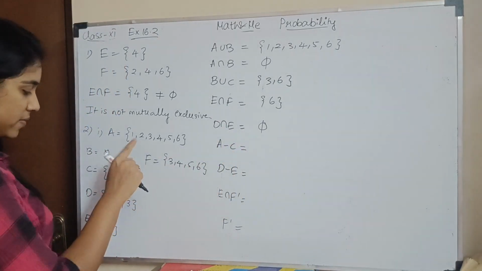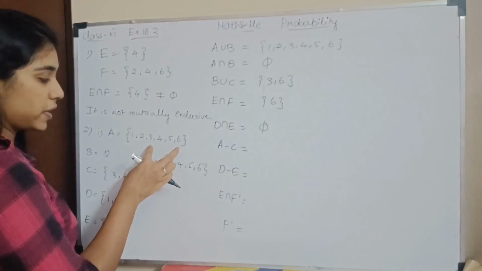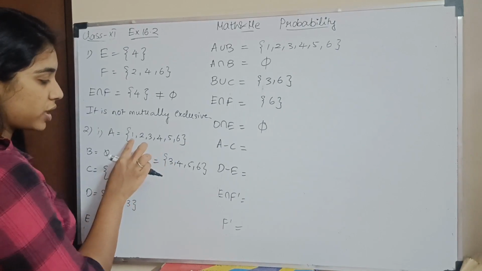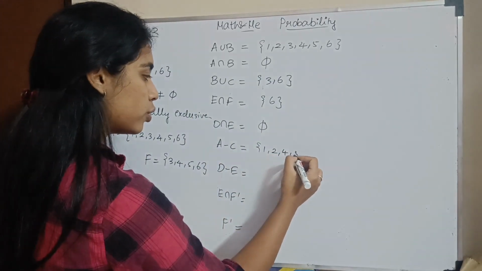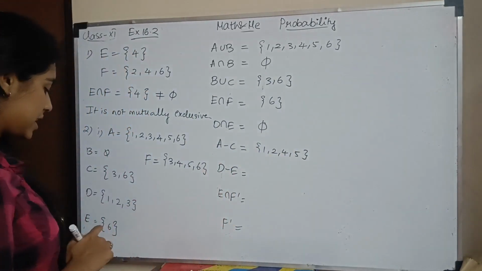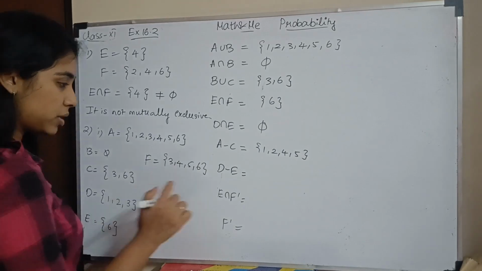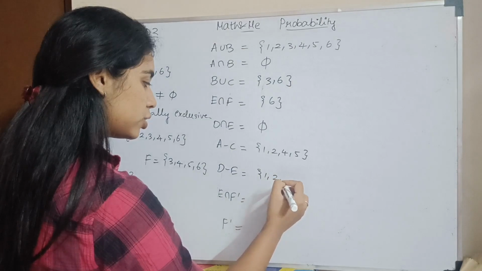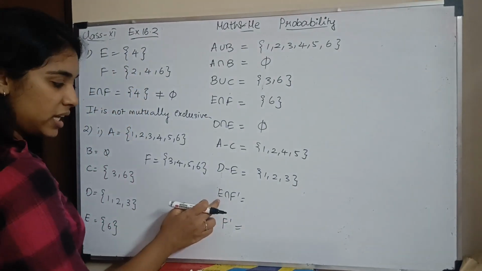So they are in A but not in C. What is in C? 3, 6 are there, so we have to omit 3, 6. In A but not in C, which means you have to write 1, 2, 4, 5. So I have 1, 2, 4, 5. D minus E means whatever is in D but not in E. So we should write only what is in D. So 1, 2, 3. E intersection F dash means it is in E but not in F.